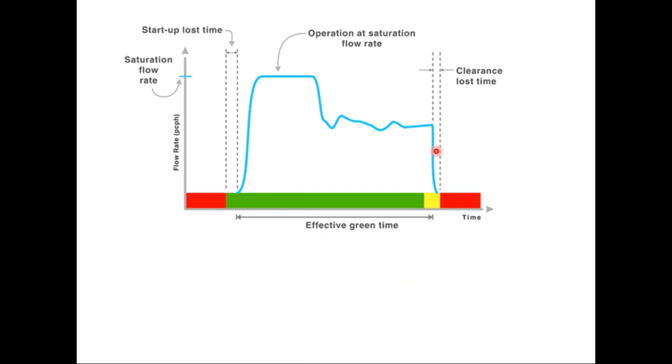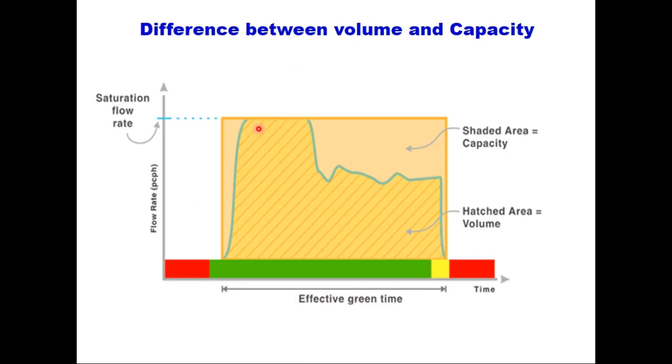Now here we should understand the difference between the flow and the capacity. This shaded area here is the capacity, meaning when you fully utilize the green time, whereas this hatched area is the volume that has discharged from the stop line. So this volume is less than capacity because the queue was not long enough to utilize the entire green time.